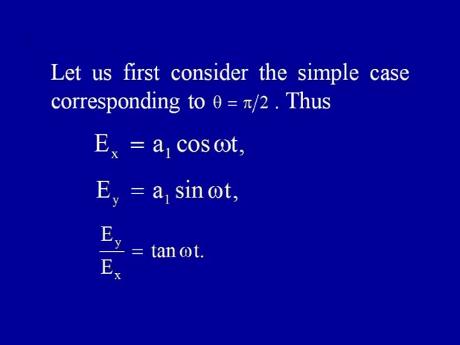Let us consider now a simple case corresponding to theta equal to pi by 2. That is very interesting. The difference is of a quarter vibration. Ex is A1 cos omega t, Ey is A1 sin omega t. Remember, A1 is equal to A2. Ex has a cos omega t and Ey has a sin omega t. The phase difference is of pi by 2. Ey upon Ex comes out to be tan omega t.